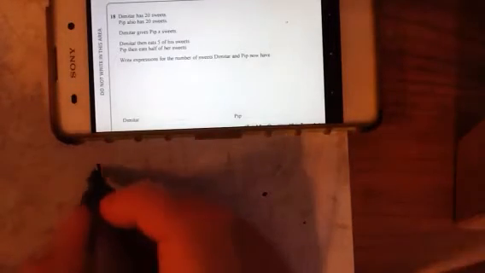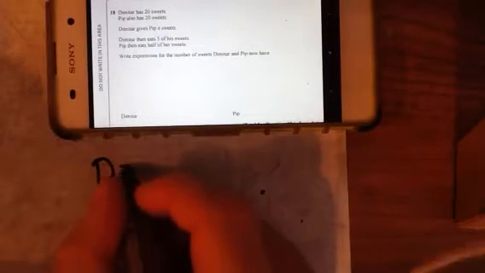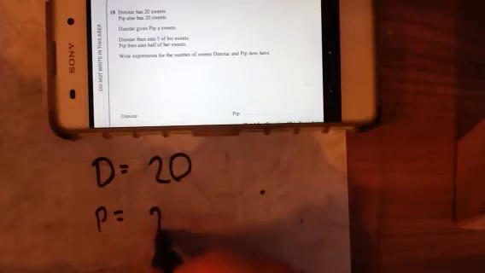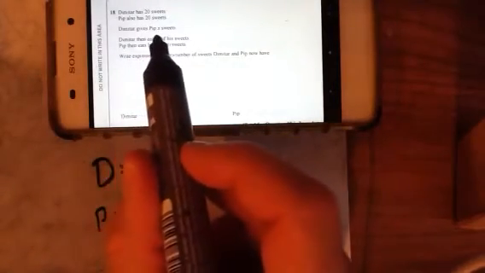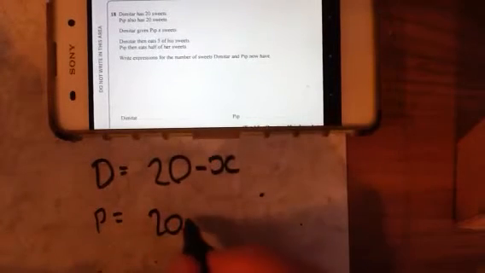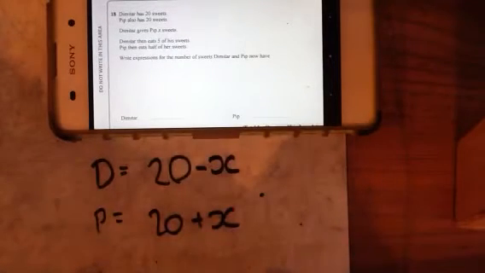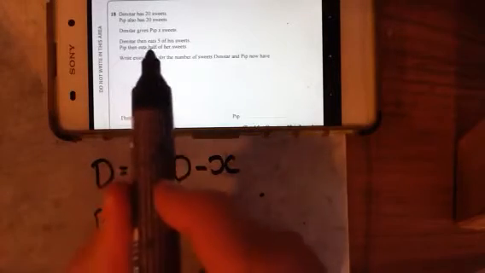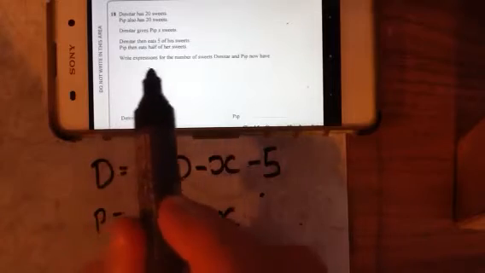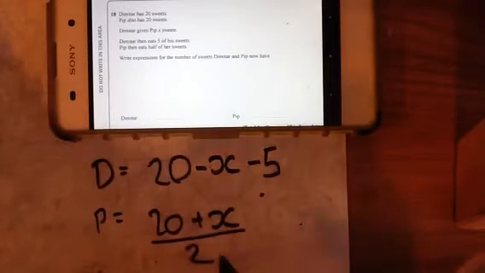Right. So I've got Dimitar, which I want to use as D. And I want to use Pip as that. Okay, and let's work out. They both have 20 sweets. So both start off with 20. Okay, Dimitar gives Pip X sweets. So Dimitar, I'm minus an X. But these are given to Pip, so I'm plus an X there. Okay, Dimitar then eats 5 of his sweets, so we're minus 5. Okay, Pip then eats half of her sweets, so we're going to halve it.